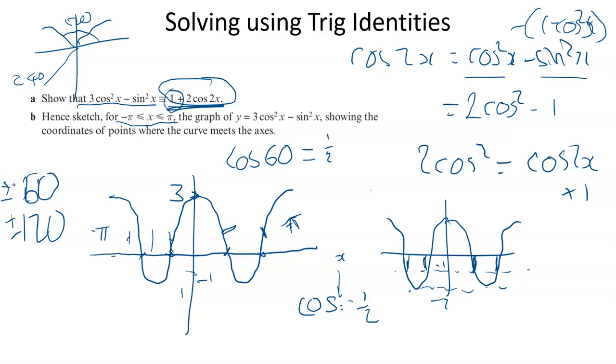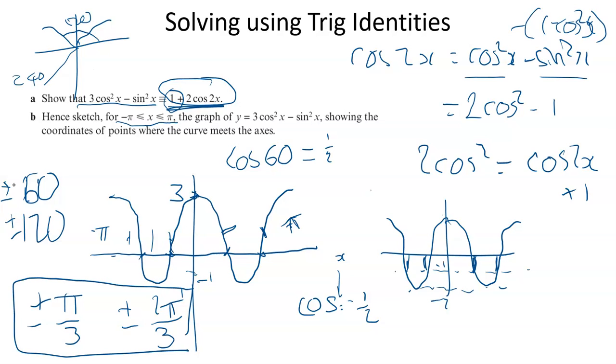So plus or minus 60 is going to be plus or minus pi over 3, and 120 is going to be plus or minus, so let's have a think about this, it's 90 minus, so it's going to be 2 pi over 3. So those are our 4 values for here, 1, 2, 3, 4: minus 2/3 pi, minus 1/3 pi, 1/3 pi, and 2/3 pi.